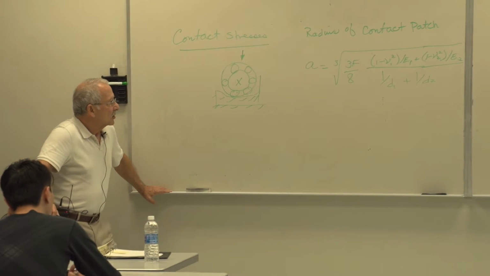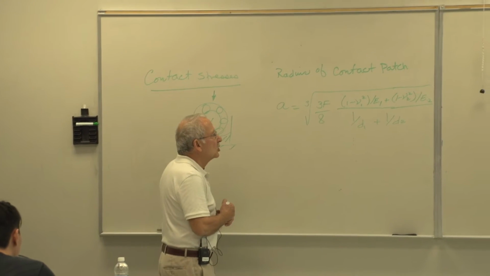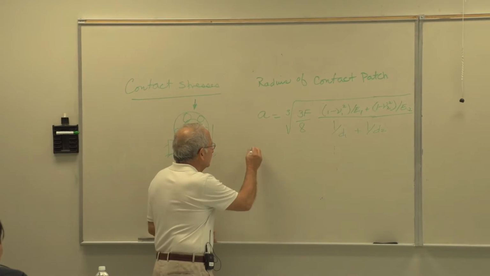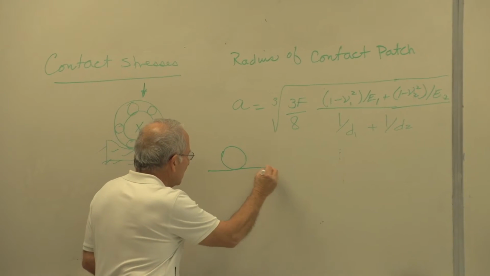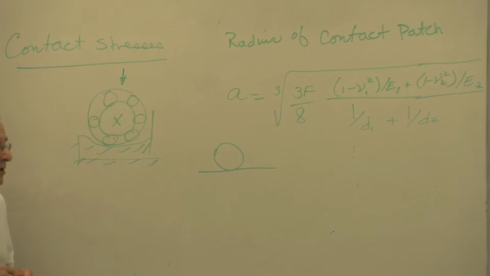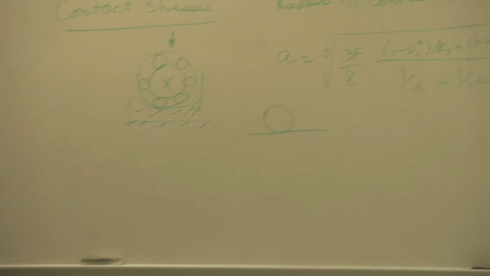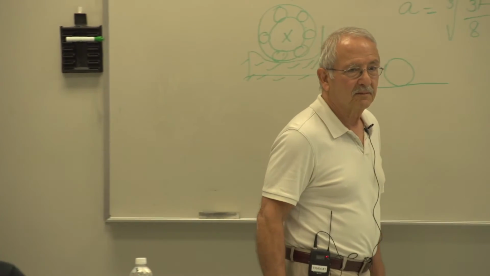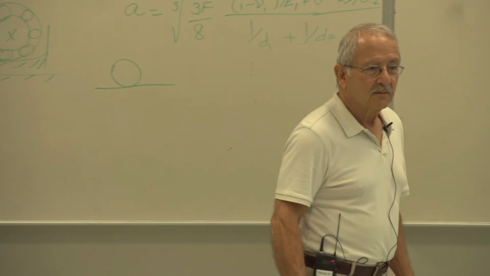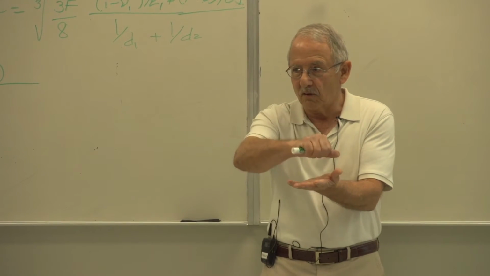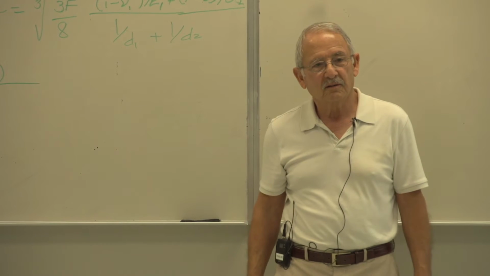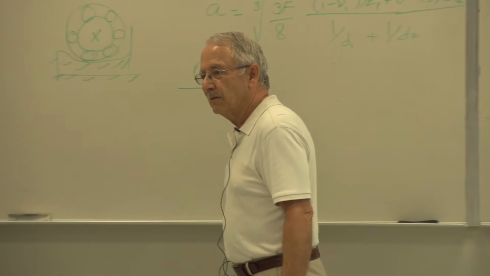If the contact, rather than being between two spheres, is between a sphere and a flat plate, sorry, not cylinder, we haven't gotten to cylinders yet. Sphere and a flat plate. Can we use this equation to find the radius of the contact patch? Contact patch is still a circle, is it not? If you have a flat plate and you push that rubber ball on it, the contact patch is still a circle. So can I use this equation to find it?